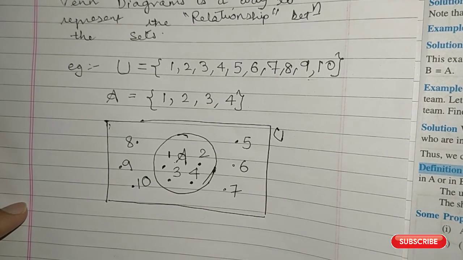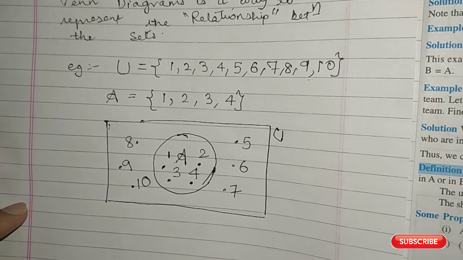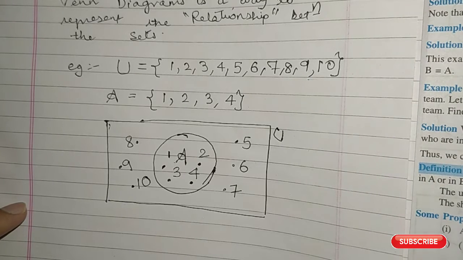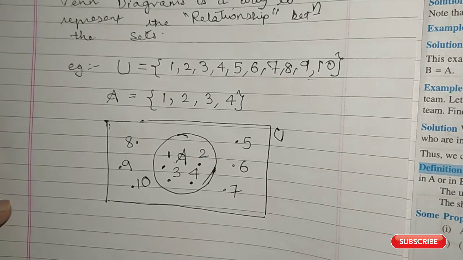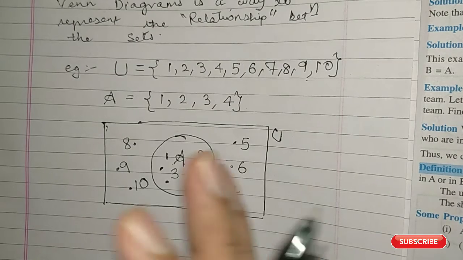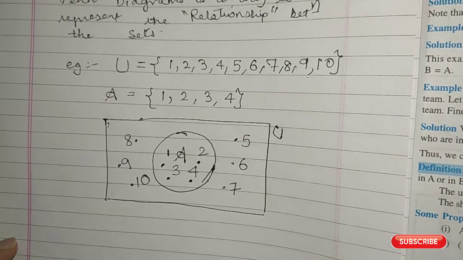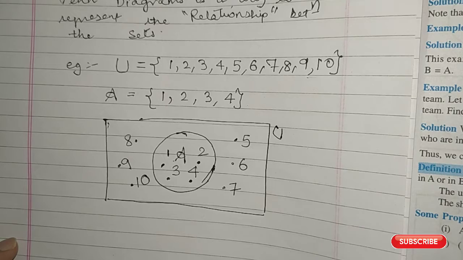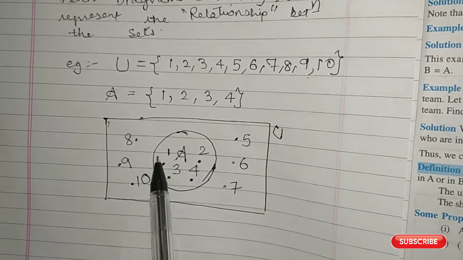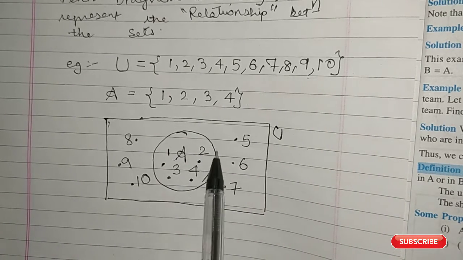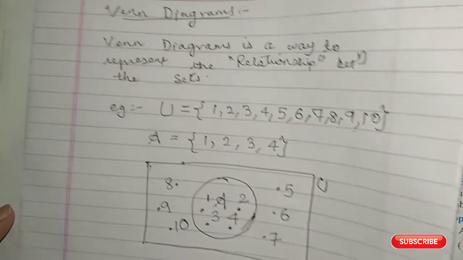So this is how you represent the universal set in a Venn diagram. This is how you draw the Venn diagram. The universal set is represented by a rectangle, and the set A is represented by a circle.